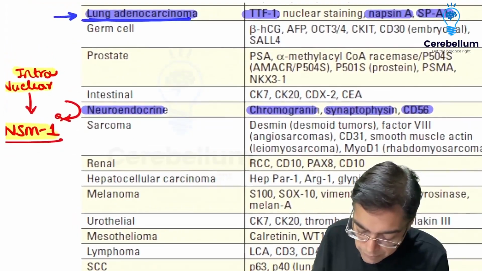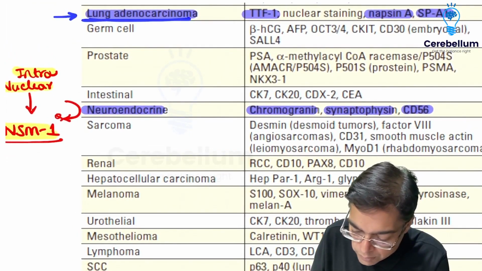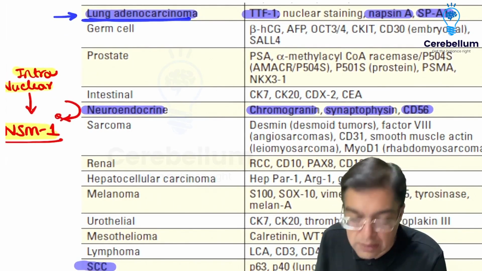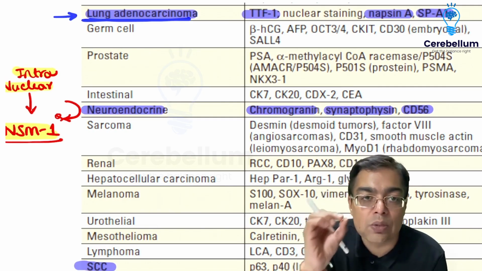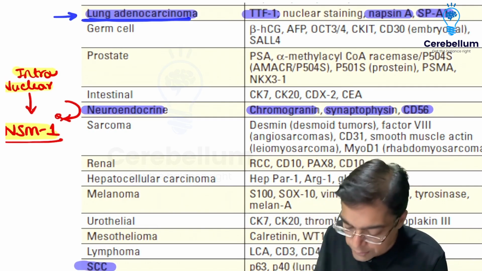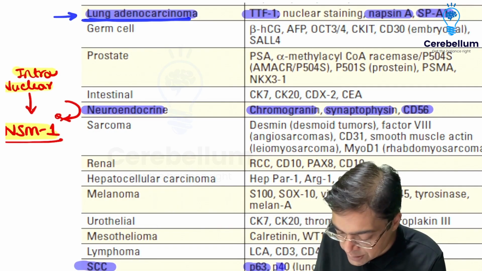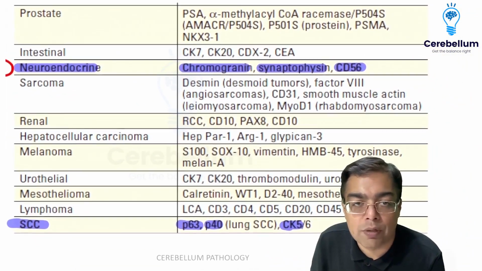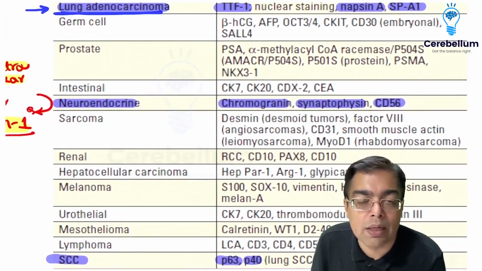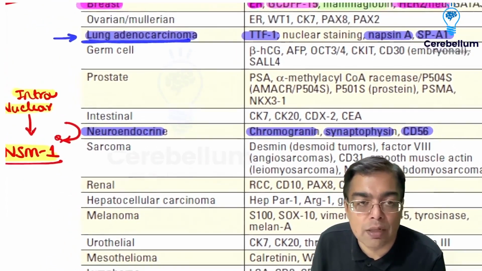A third example of a lung cancer which I would like you to be familiar with is squamous cell carcinoma, written right at the last. This is going to be associated as a carcinoma, so it will have keratin. It is also going to have positivity for P63 and P40. P63 and P40, that's what we need to remember over here. So these are the three blue highlighted ones, which are the different types of lung cancers.